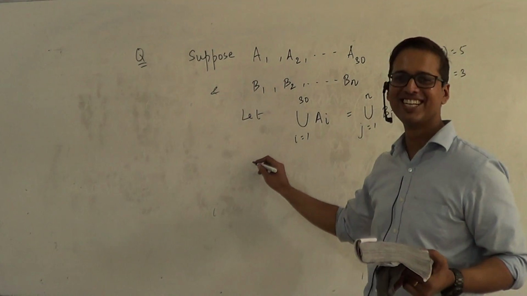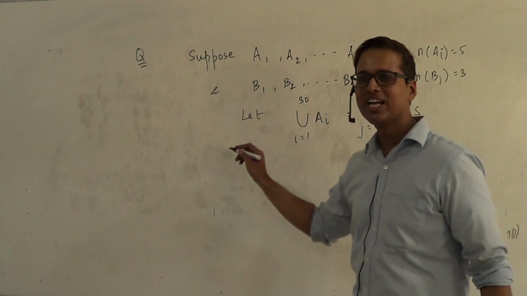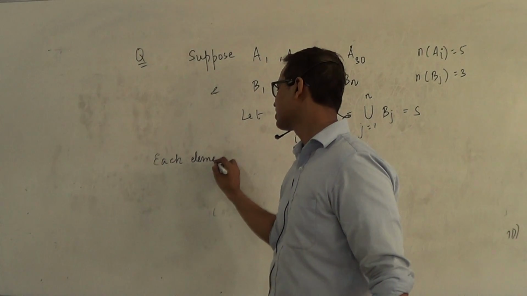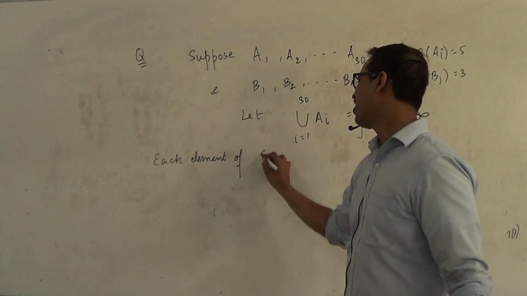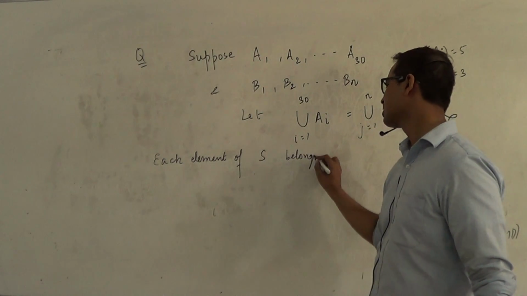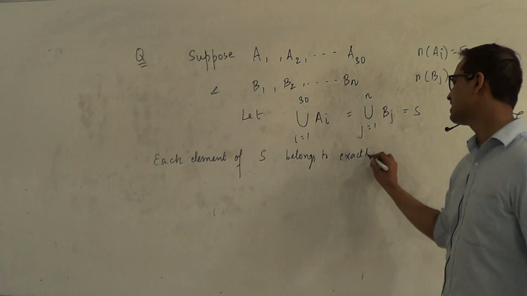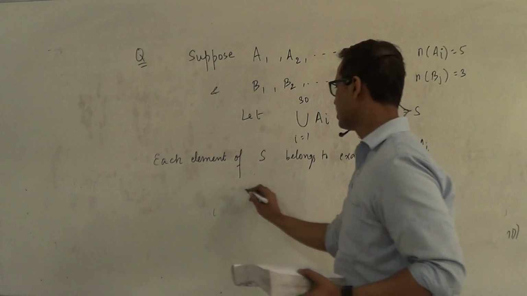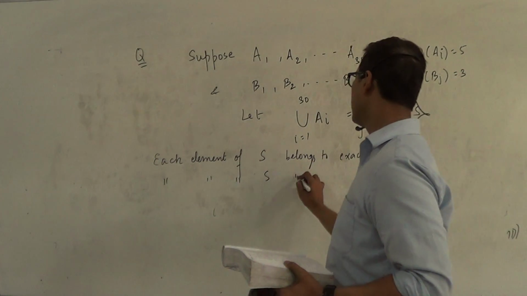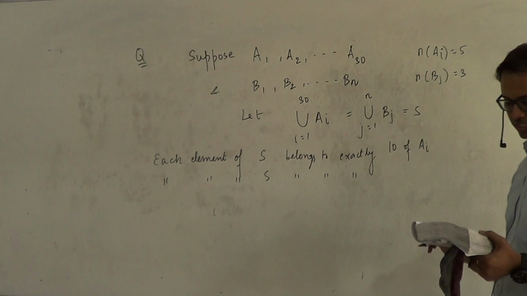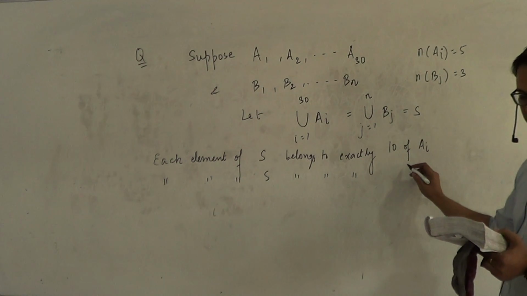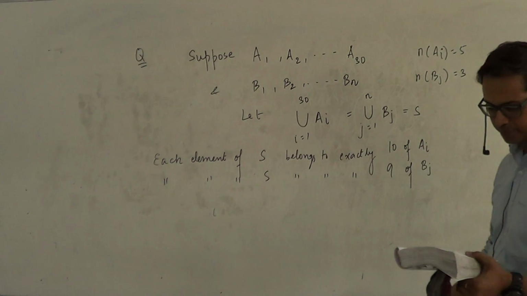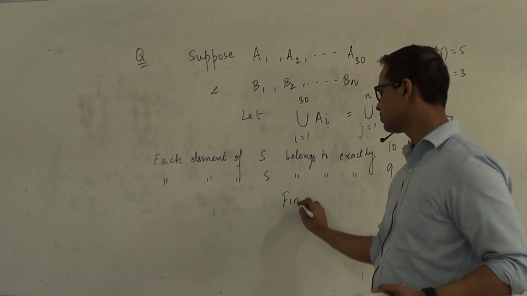Should I write it down? Each element of S belongs to exactly 10 of the Ai's. There are 5 elements, total 50 with 10. And each element of S belongs to exactly 9 of the Bj's. 45, sir. Find it. 45. Correct.